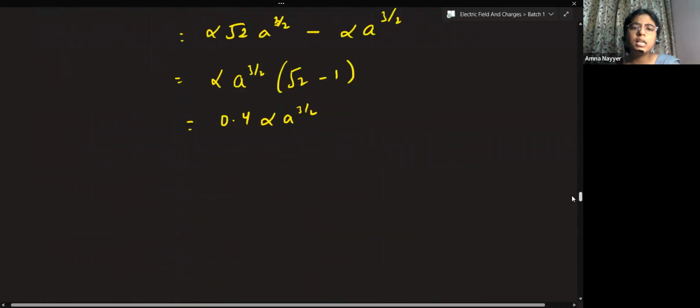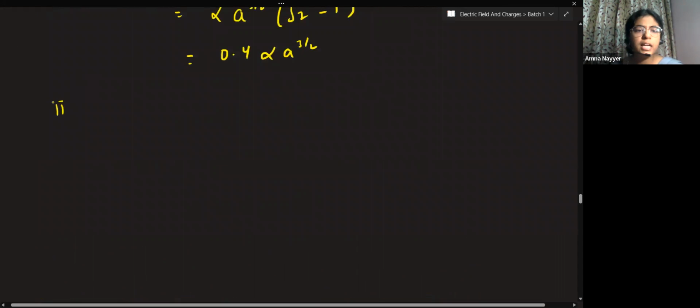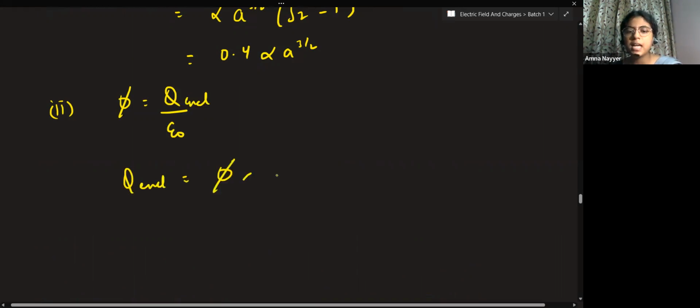So what is the value of electric flux? Electric flux is Q divided by epsilon naught. We have seen what is flux. So charge enclosed will be what? Flux multiplied by epsilon naught. Flux is what? 0.4 alpha a to the power 3 by 2 multiplied by epsilon naught. This gives you the charge enclosed.